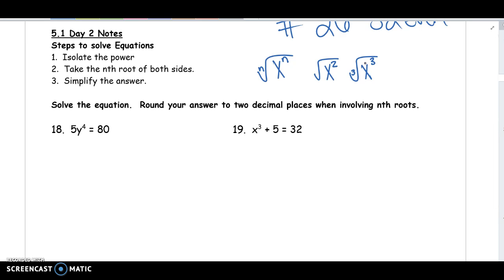Keep in mind, like in number 18, 5y to the fourth is not (5y) to the fourth. It's 5 times y to the fourth. So you have to get the y to the fourth by itself before you use a radical. How might we get rid of that 5?